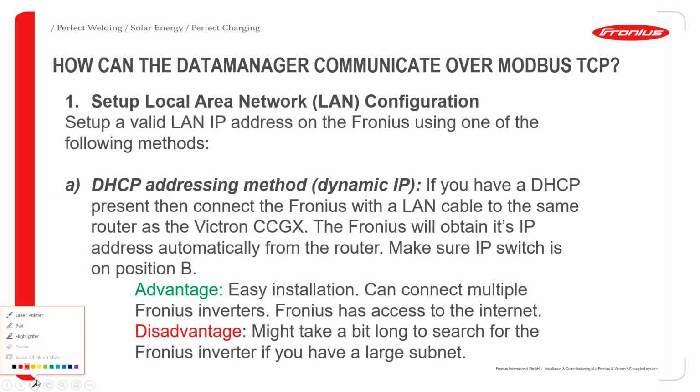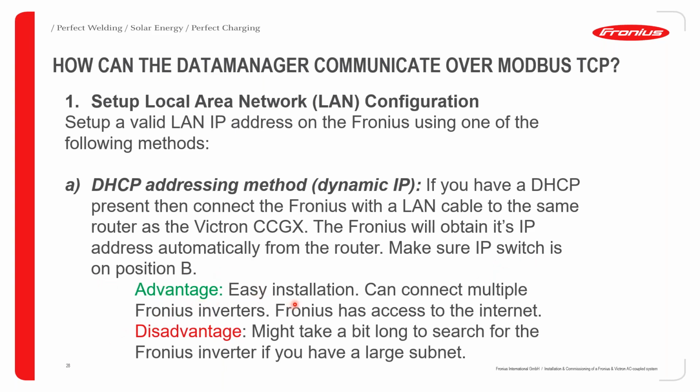The first one is your DHCP addressing method, and this is when you use a dynamic IP address. Remember, DHCP means that if you have a router that can connect to the internet and that can also allocate IP addresses automatically for you, then you can connect the Fronius with a LAN cable to the same router as a Victron. It could be the Victron color control or the servo, etc. The Fronius will obtain its IP address automatically from the router. Make sure the IP switch on the Fronius data manager is in position B.